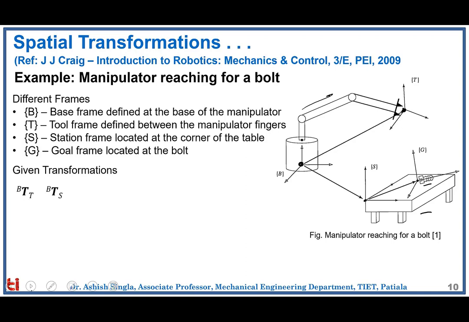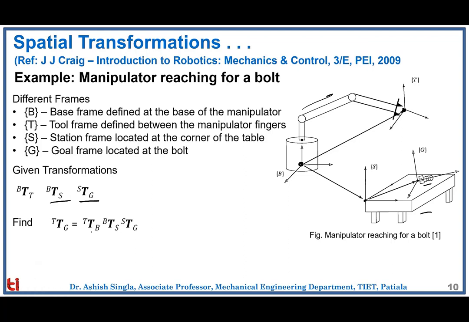We also know the station frame with respect to the base frame, which means this transformation. And finally, we also know the transformation of the bolt with respect to the corner of the table, which means the transformation of G with respect to frame S. So all these three transformations are known to us, and we are interested in finding the transformation of the bolt with respect to the end effector, that is G with respect to frame T, which can be written as G with respect to S, S with respect to B, and B with respect to T.